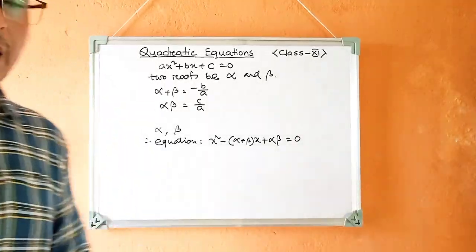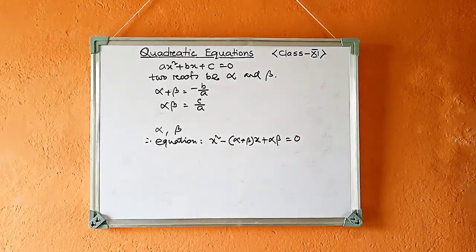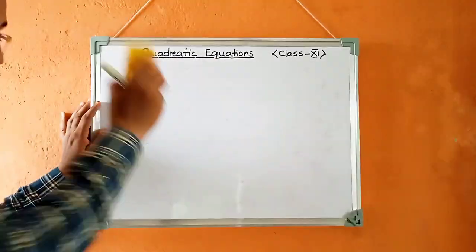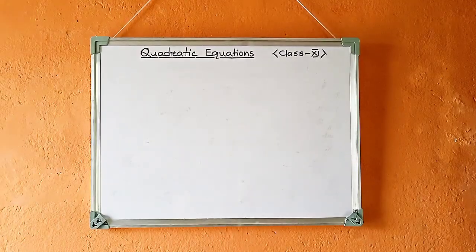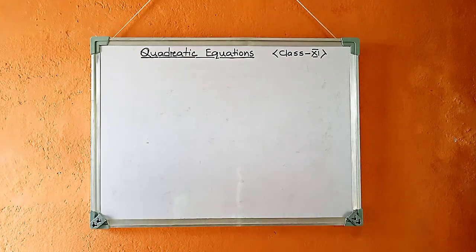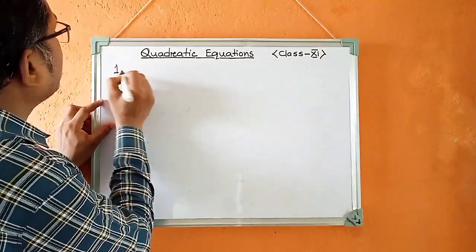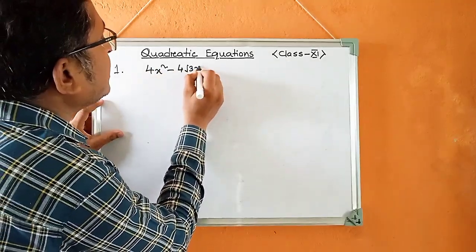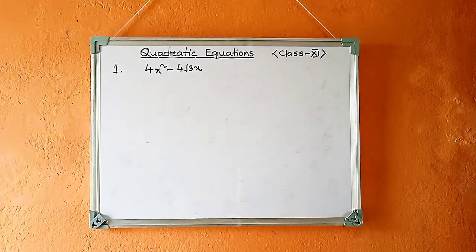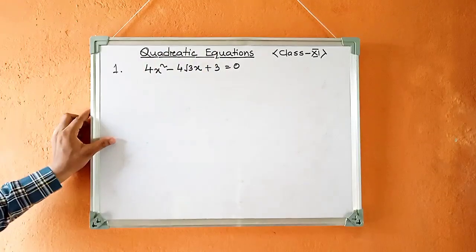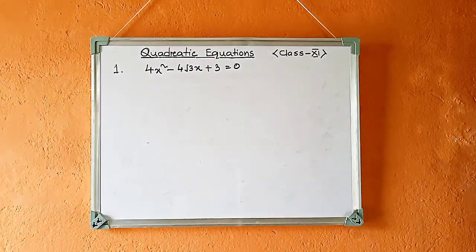Okay, now come to examples. Now see example number 1. Here a quadratic equation is given; find the nature of the roots. The equation is 4x square minus 4 root over 3x plus 3 equal to 0. The question is to discuss the nature of the roots.